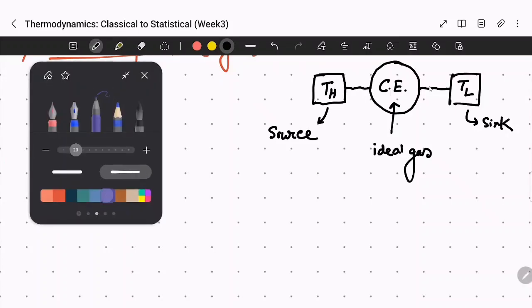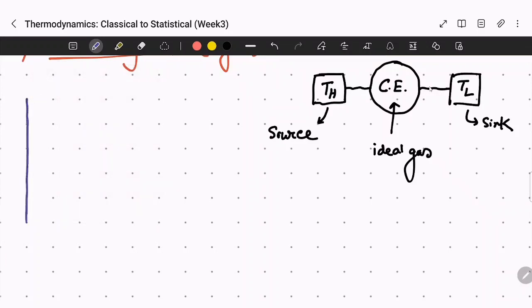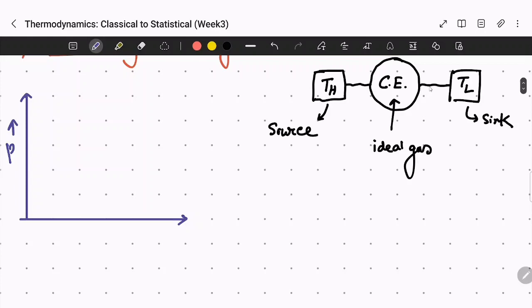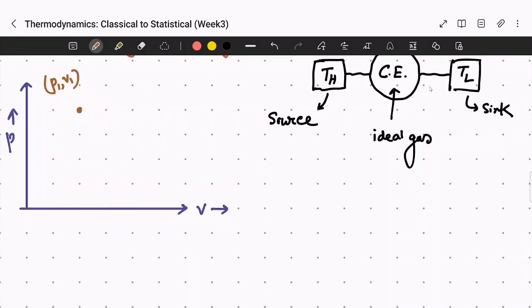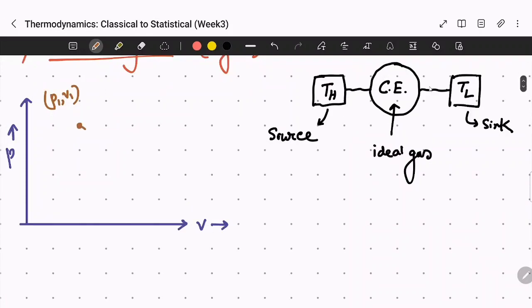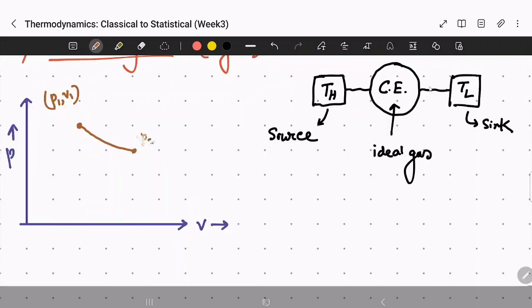Let's just draw these steps, then we'll discuss. On a P-V curve, first there is an ideal gas, which will have some pressure and some volume. We start the ideal gas at P1, V1. Now we isothermally expand it. If you expand isothermally, the temperature will be constant, but pressure and volume will change. Let's say up to this point, so this is now P2, V2.